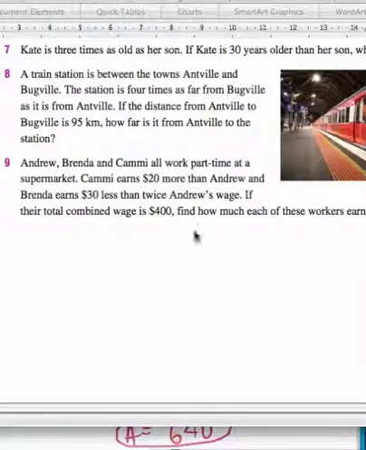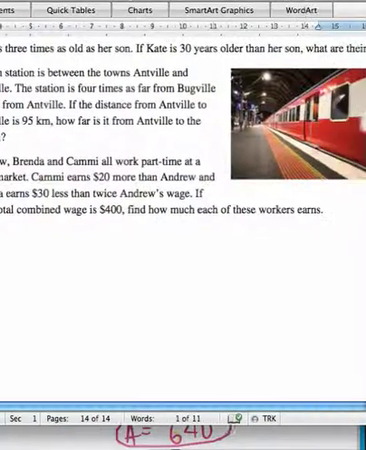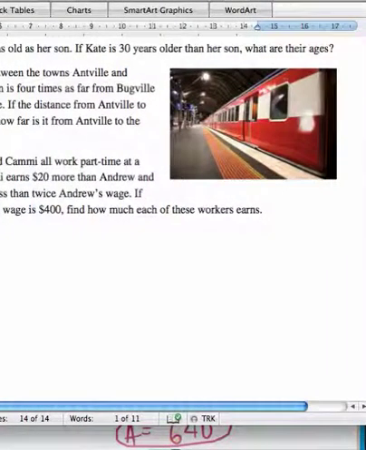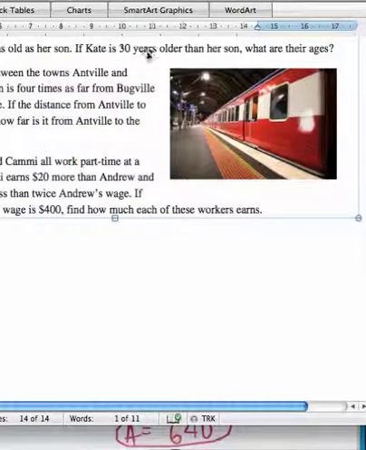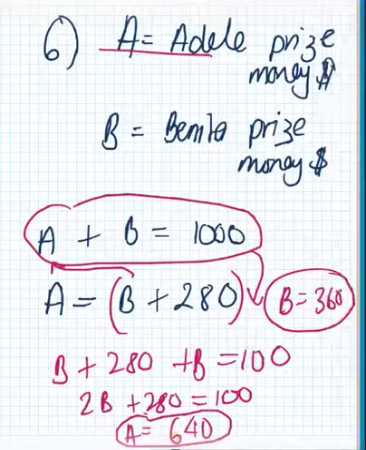Our next question, Katie is 3 times as old as her son. There's an equation there we can use. Next bit, if Katie is 30 years older than her son, what are their ages? So straight away I can see 2 equations, in the first sentence and in this part here, to work out their ages. So before we do that, let's identify our variables.